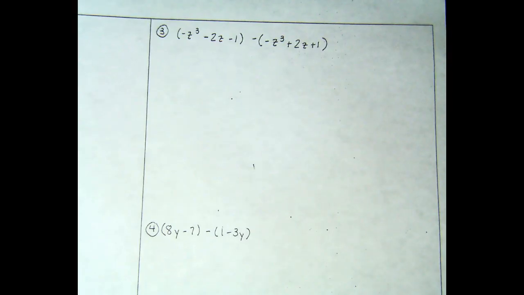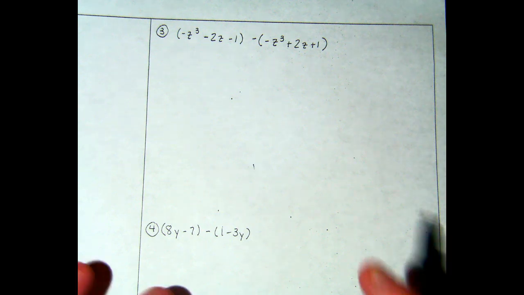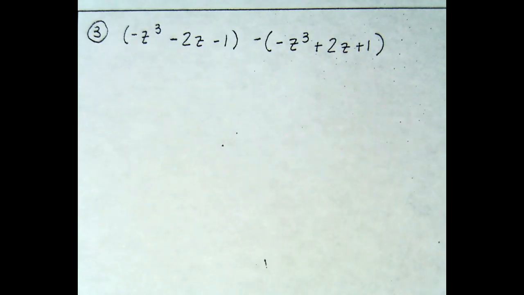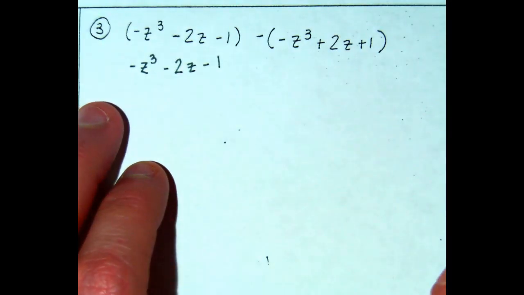All right, number 3. Remember, those are z's, not something else. I have negative z to the third minus 2z minus 1. Is there anything in front of that set of parentheses? No. Starting tomorrow, there will be. Which is why I keep asking you, is there something in front? I need you to make sure you always pay attention to, is there something in front or not?